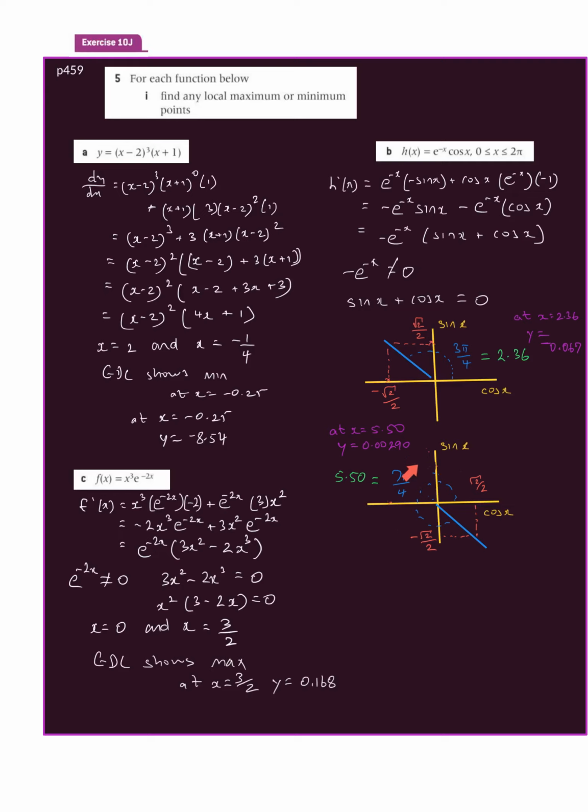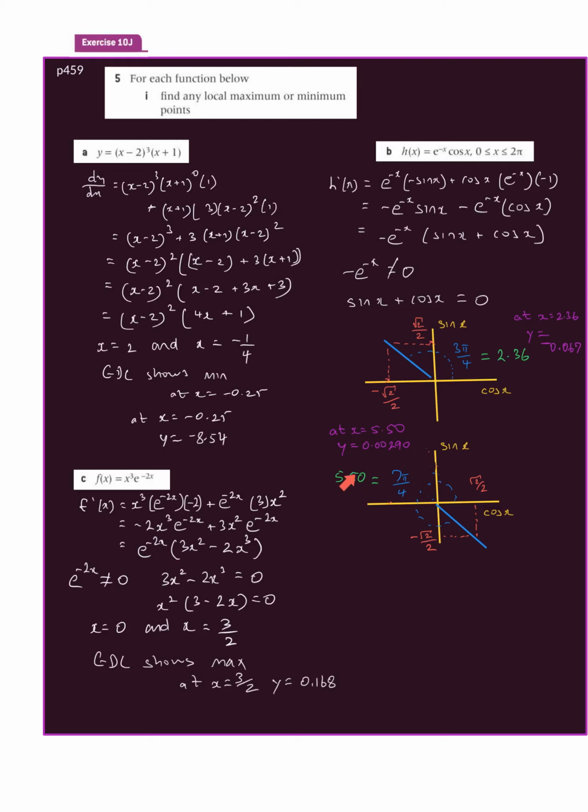Now there's another point as well, and that's down here. At this point, the cosine value is plus root 2 on 2, and the sine value is minus root 2 on 2. Now that would equal 0. That goes around 7 pi on 4. Remember, 2 pi is actually 8 pi on 4. So if we go around 7 pi on 4, around to here, we get this. So 7 pi on 4 is 5.50.